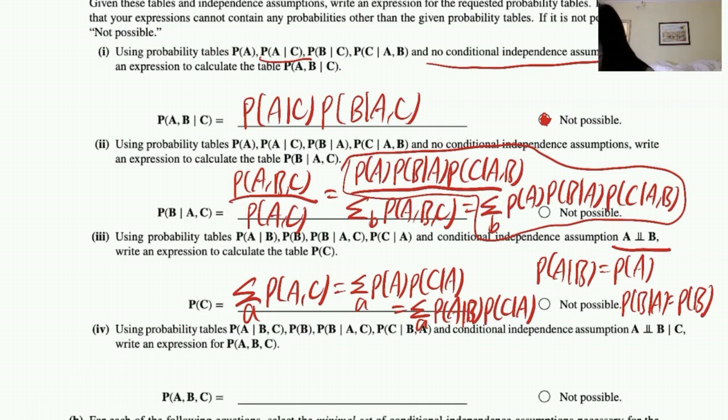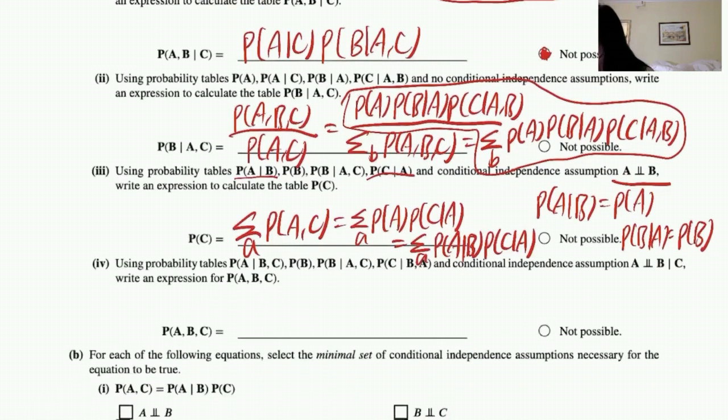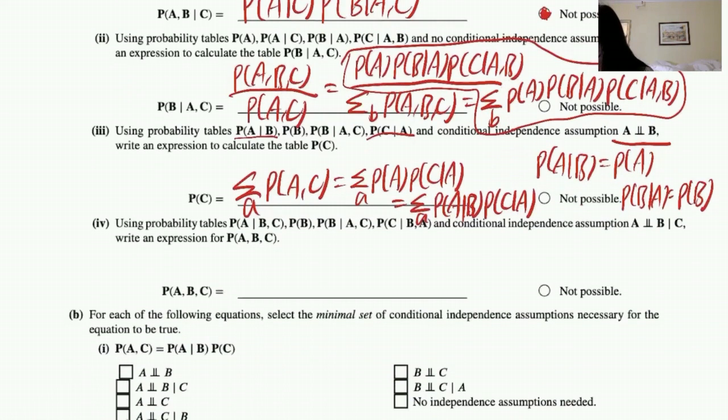So this is probability of A given B and probability of C given A are from the problem description. Finally, let's see how to compute probability of ABC. Here we have an additional assumption of conditional independence.